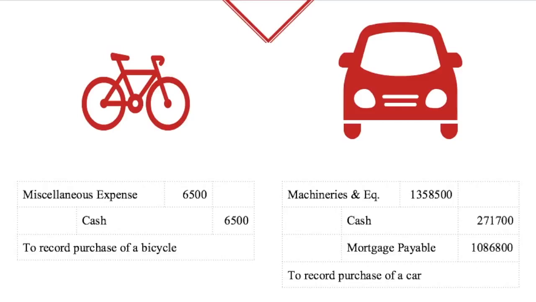For the purchase of the bike, debit miscellaneous expense and credit cash for 6,500. For the purchase of the car, assuming a 20% down payment of cash, the entry is debit machineries and equipment for 1,358,500, credit cash for 271,700, and credit mortgage payable for 1,086,800. Note that for the purchase of the bike, it was easy for the company to purchase it all by cash, that's why it was charged to an expense account. While for the purchase of the car, the company capitalized the whole amount, which was paid through the down payment of cash and the balance to a mortgage.